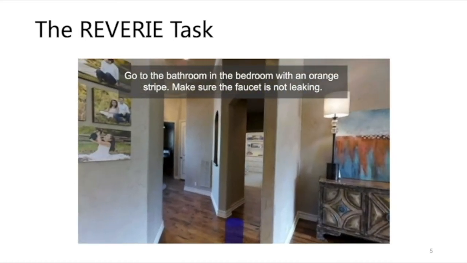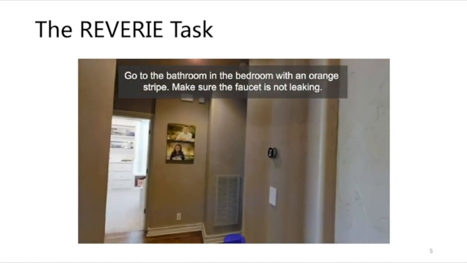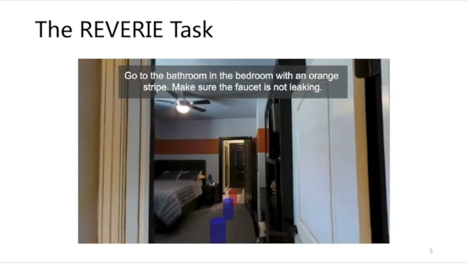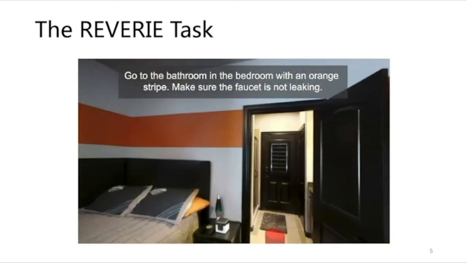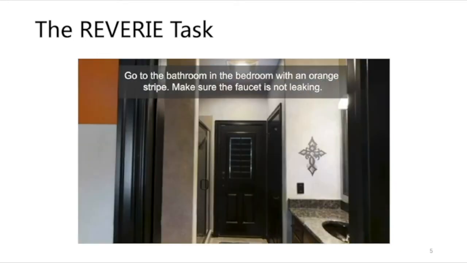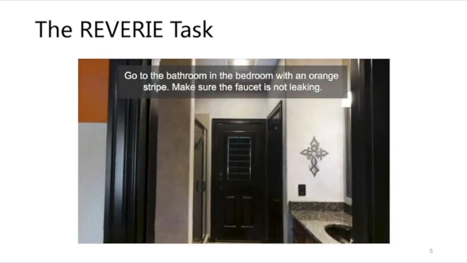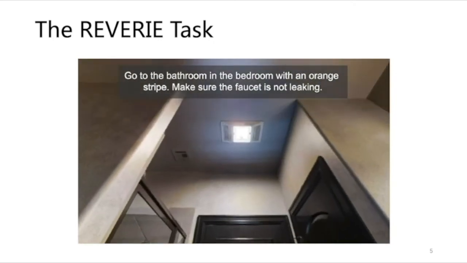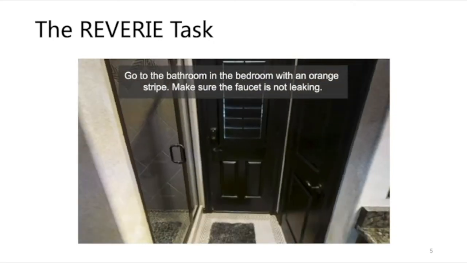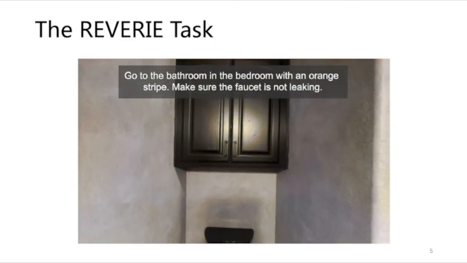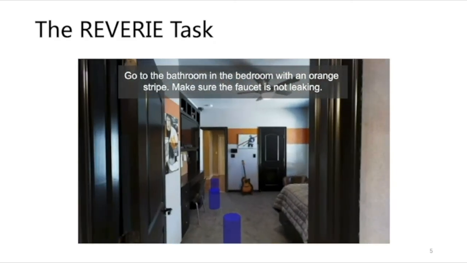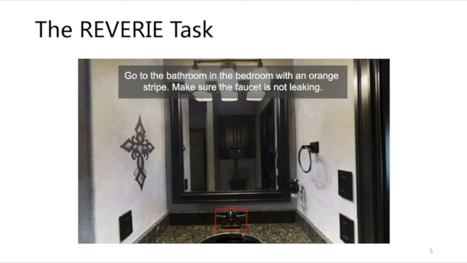The agent is given a natural language instruction referring to a remote object. The agent must navigate to an appropriate location and identify the target. The agent can look up, look down, and look around at each step. The blue cylinders indicate nearby navigable viewpoints provided by the simulator.